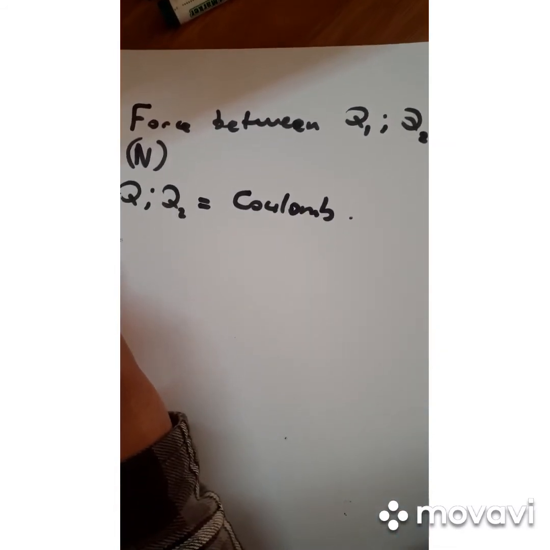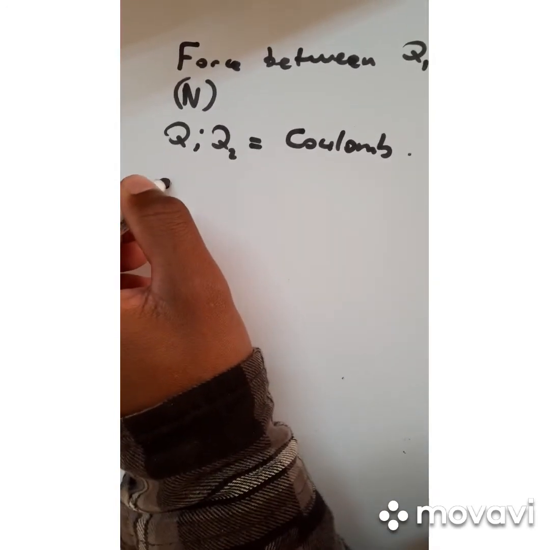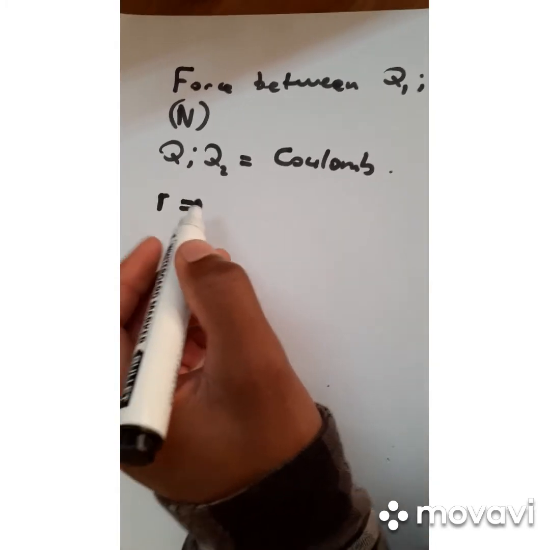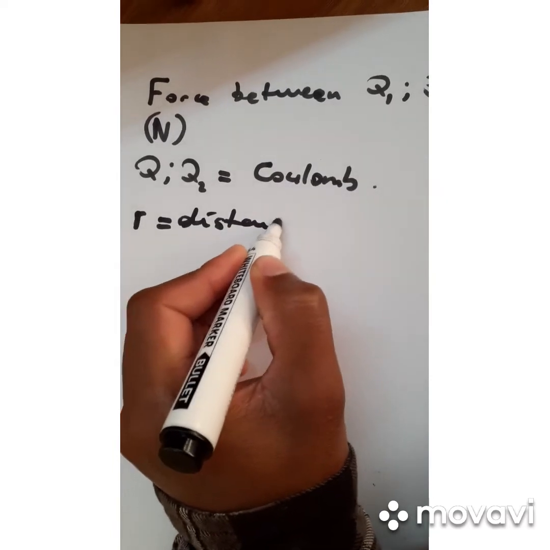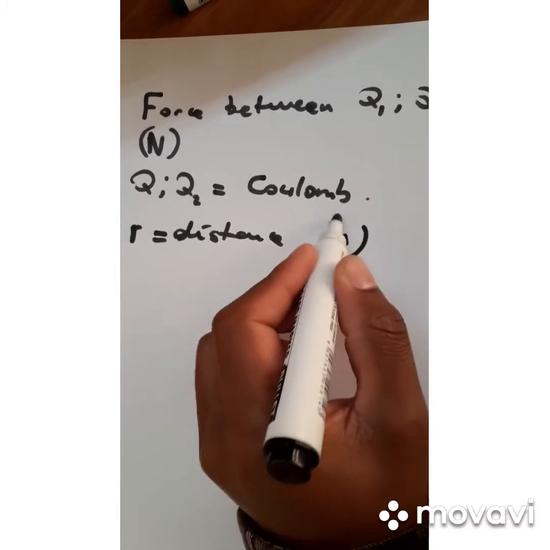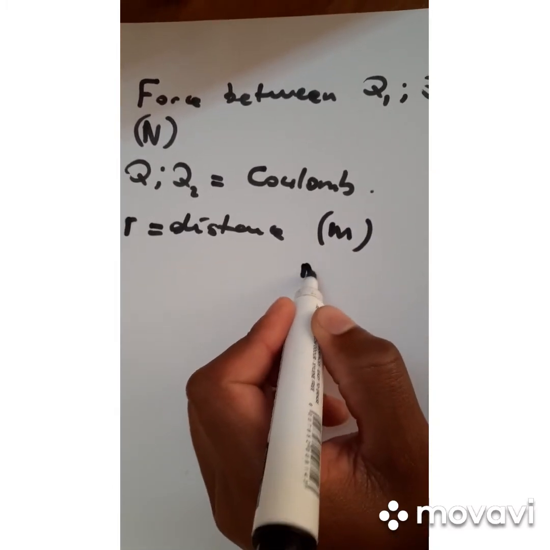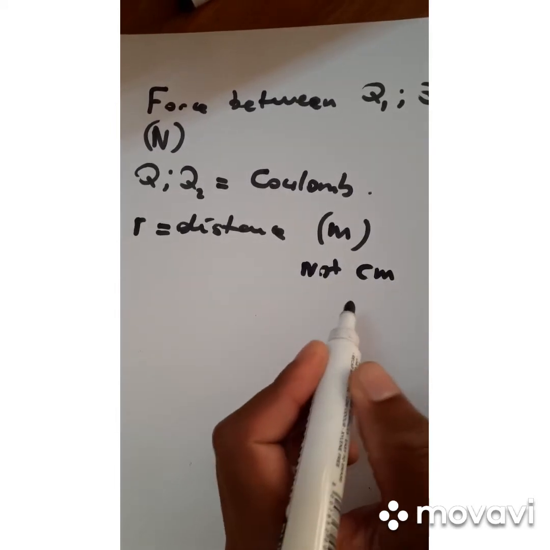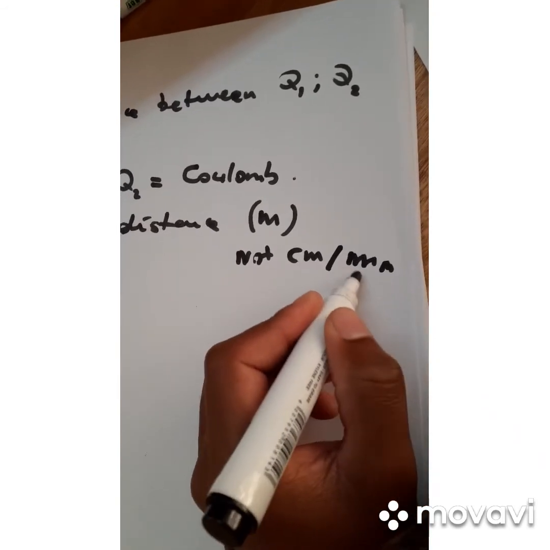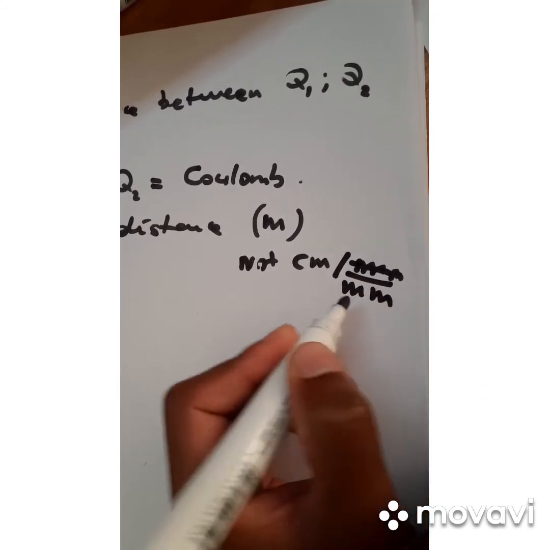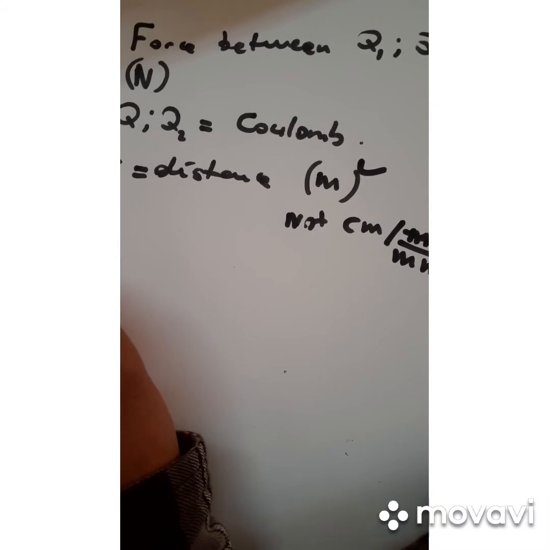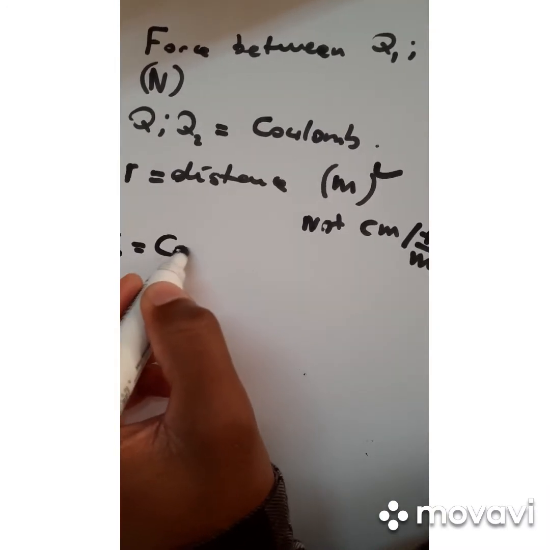And then we have the distance. This is the distance. The distance between the charges is measured in meters. Please, not centimeters, not millimeters, but meters, measured in meters. Then we have K. This is Coulomb constant.